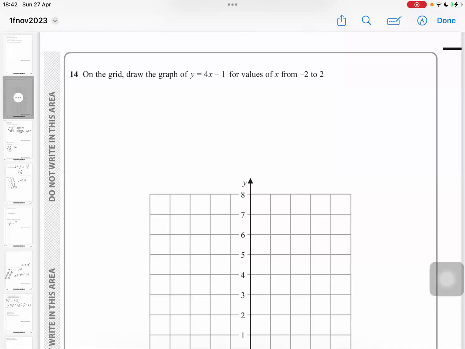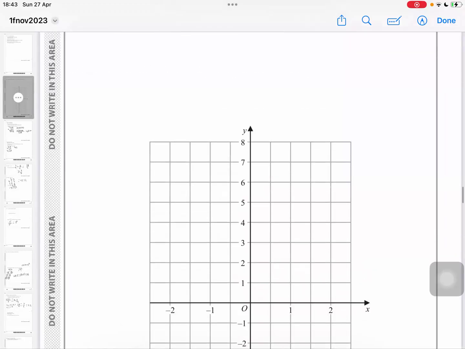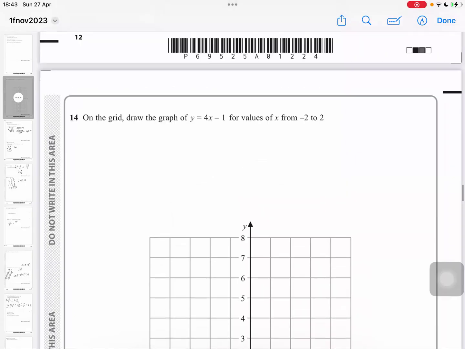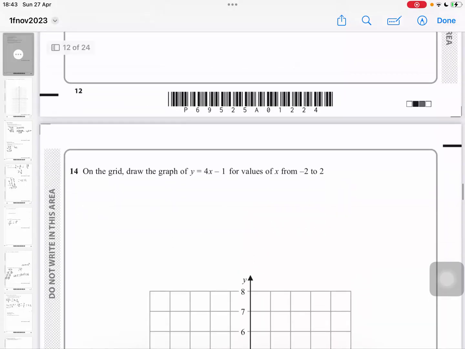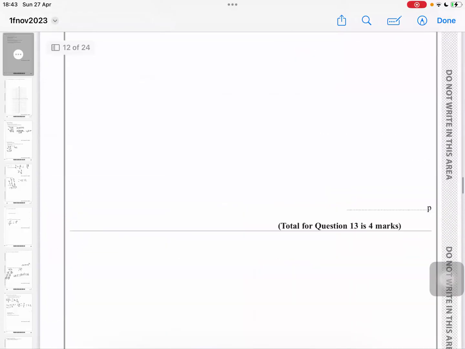Okay, can you handle this one yourself? You can plot the graph, right? It's quite straightforward. All you need to do is to substitute for x in the equation and you get all the values for y. Your table of values go from -2 to 2. So you can have -2, -1, 0, 1, and 2, right? Yes. Okay, so you're good to go.